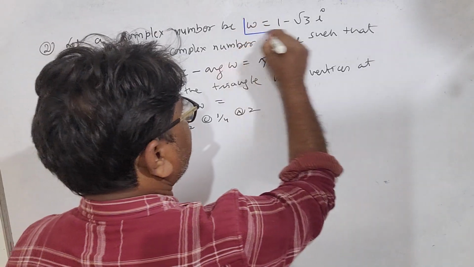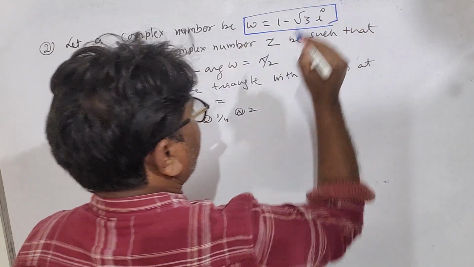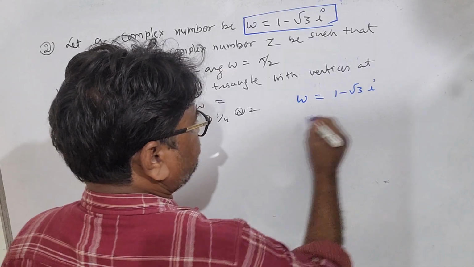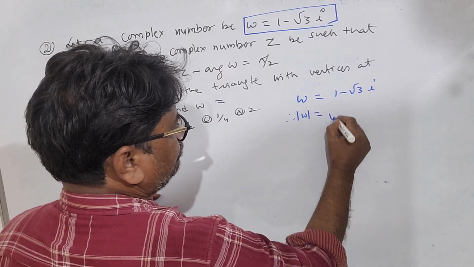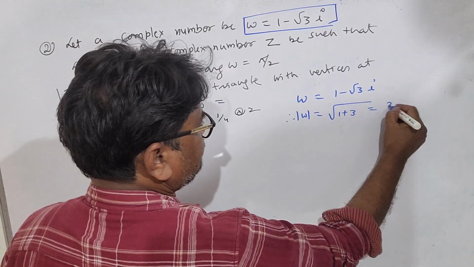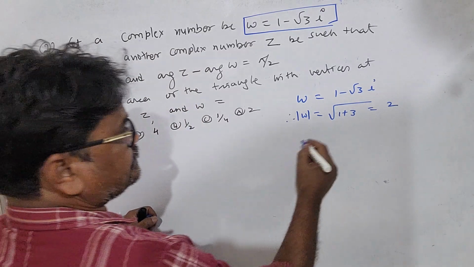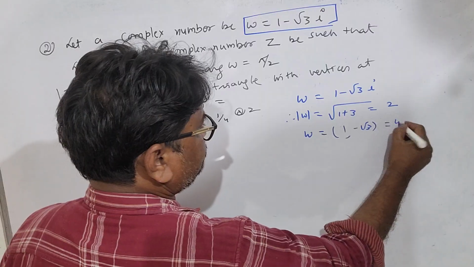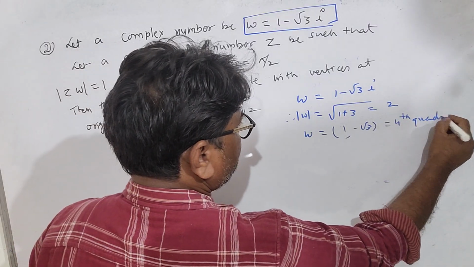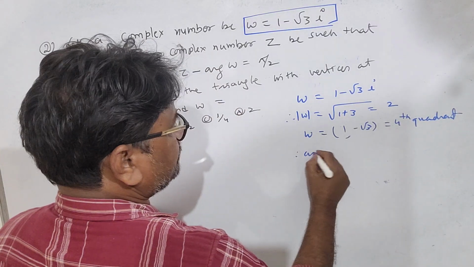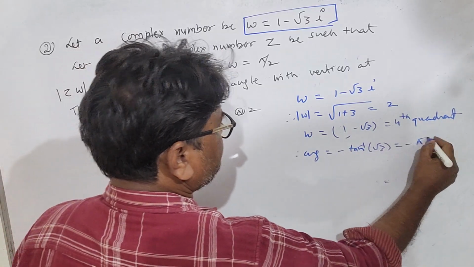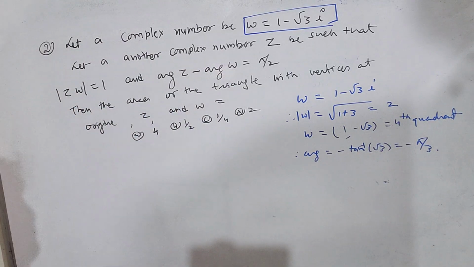Number one is this one. What is this? w equal to 1 minus root 3 iota. What we can do? We can find out its modulus. 1 plus 3, under root, that is equal to 2. And w is 1 comma minus root 3, that is in the fourth quadrant. Therefore its argument is minus of tan inverse of root 3, that is minus of pi by 3. So these things we can easily observe from this given condition.